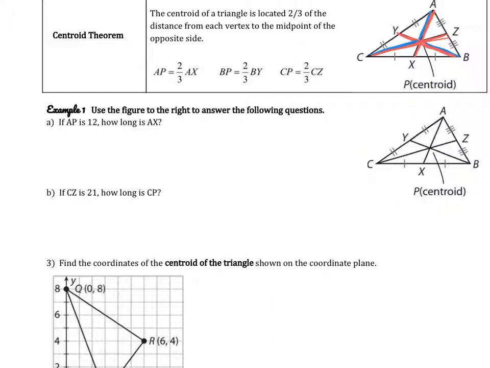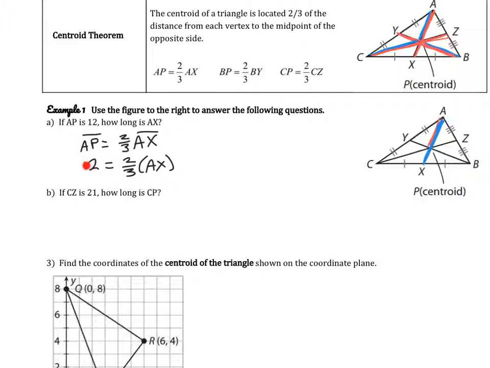So we're using this picture over here. So first they say, if AP is 12, how long is AX? So I see that we're working with the distance from our vertex to our centroid. And then we want to know how long is the total median. So let's start with an equation that just has the names of our segments. So we know that AP is going to be 2/3 of our total median, which is AX. So if we substitute what we know that AP is 12. So 12 is going to be 2/3 the length of segment AX.